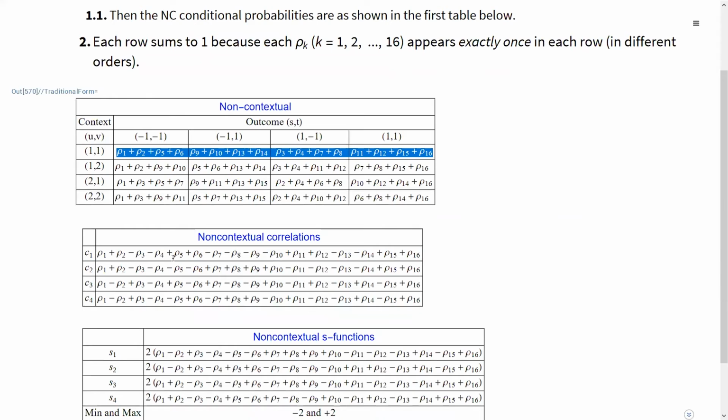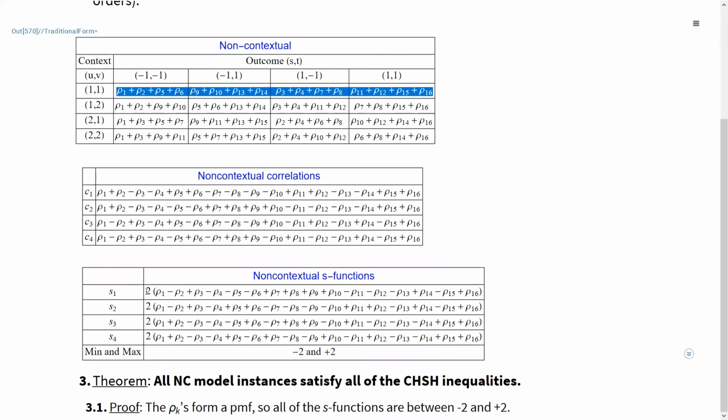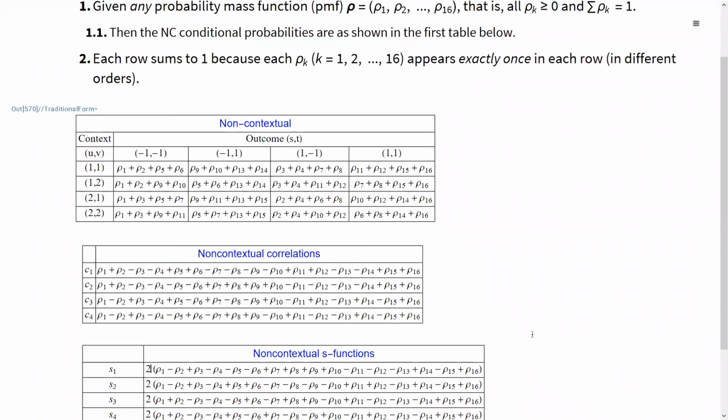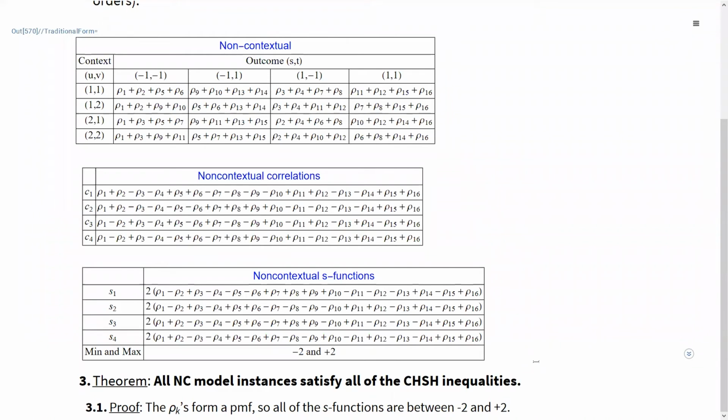These are the non-contextual correlations. But the really interesting thing is you get a sum and pluses and minuses of the row k's, all 16, which must be between -1 and +1, obviously, but multiplied by 2, which means that the limits are -2 and +2. So you just did a simple proof of the CHSH inequalities for the non-contextual model type. That's a trivial proof, and I like that.